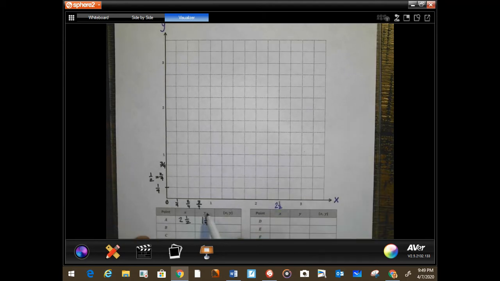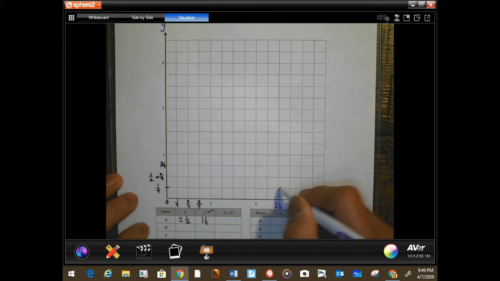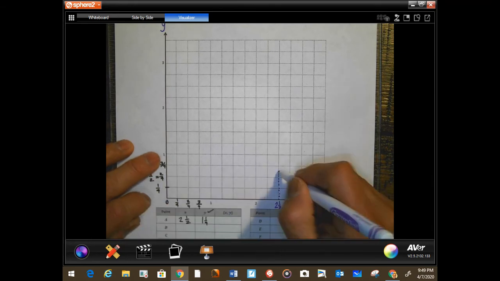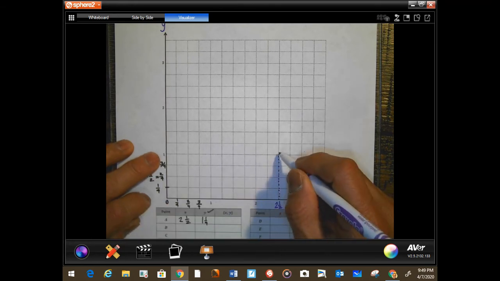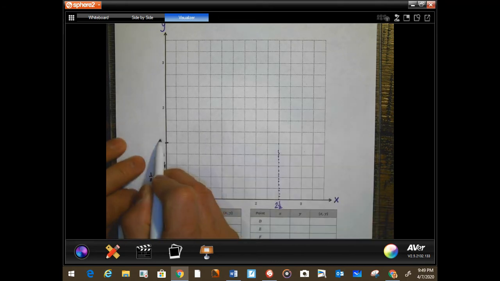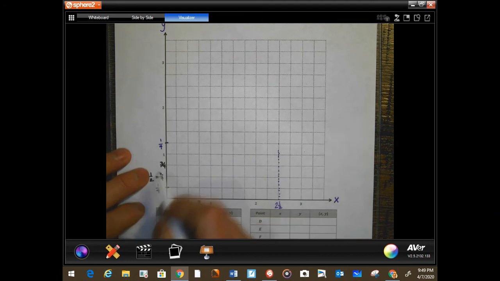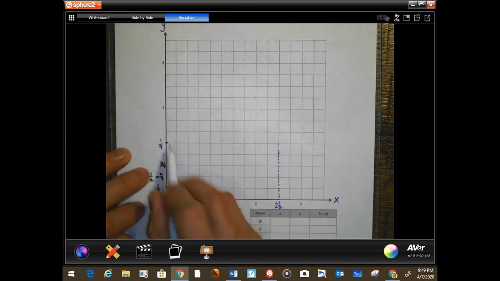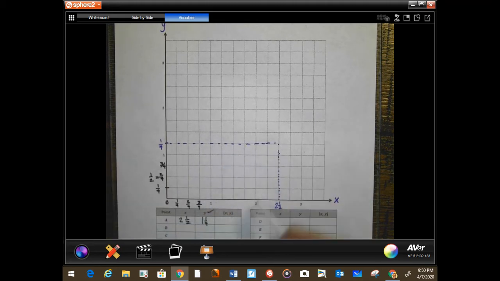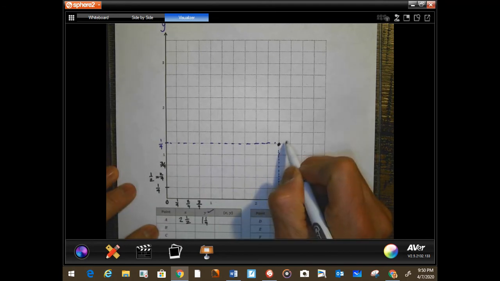Now it's telling us y is 1 and 1/4, so we're going to go up 1 and 1/4. Here is 1. If I go one more, that's 1/4, so it's going to be 1 and 1/4. This is where these lines meet. Let's label it: that's point A.